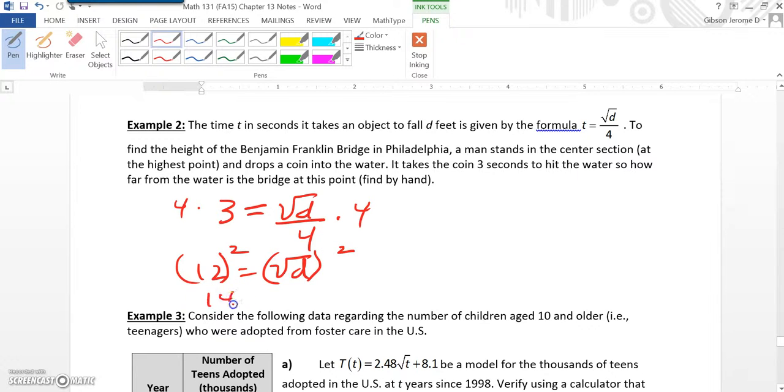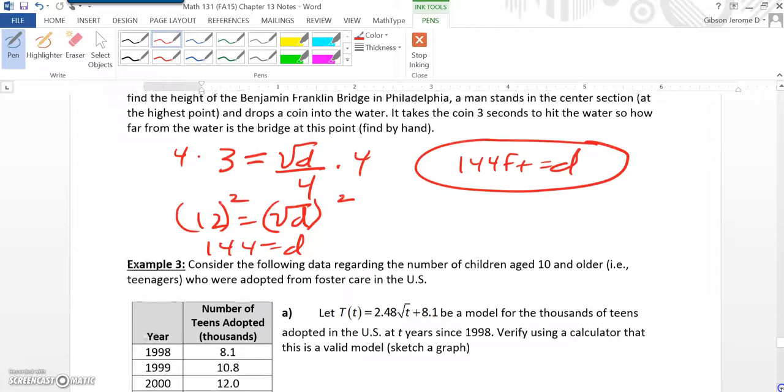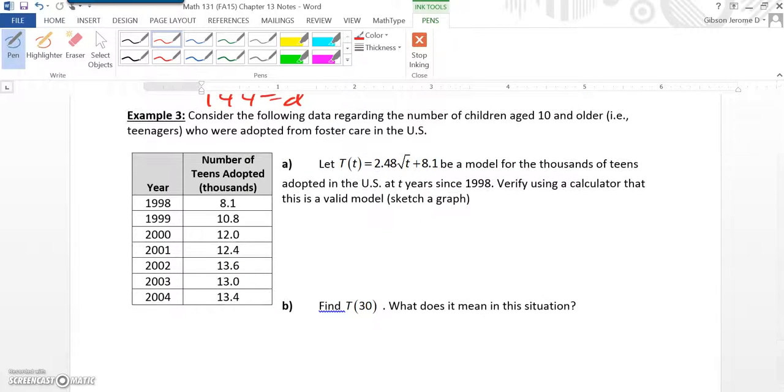So this will give us 144 is equal to d. So your final answer would be 144 feet is equal to d. And that will be your final answer. Now we scroll down here to example 3.